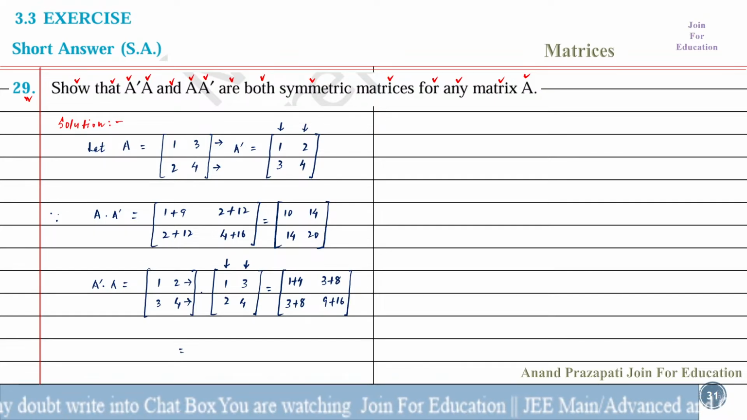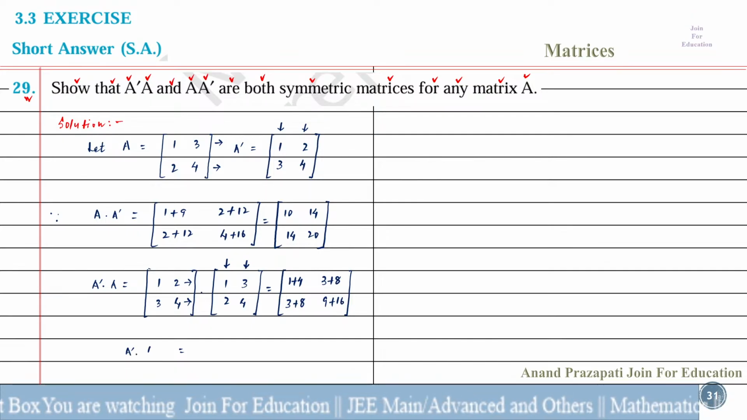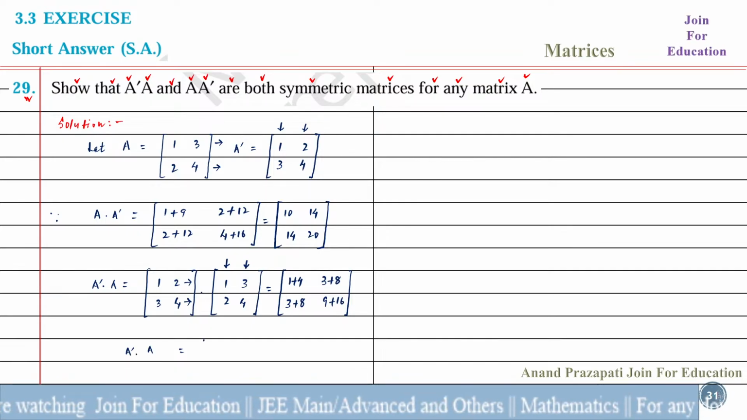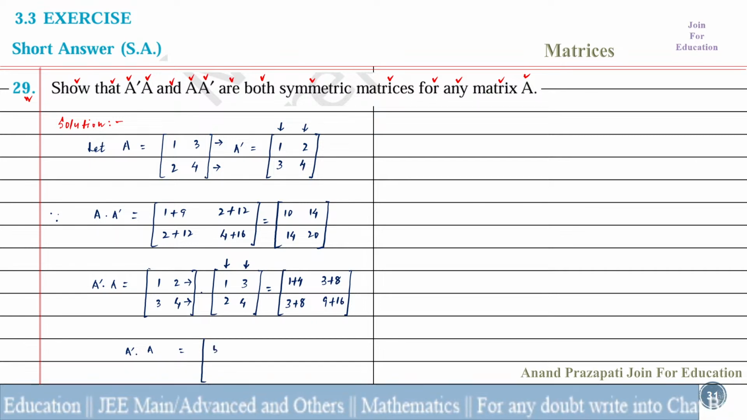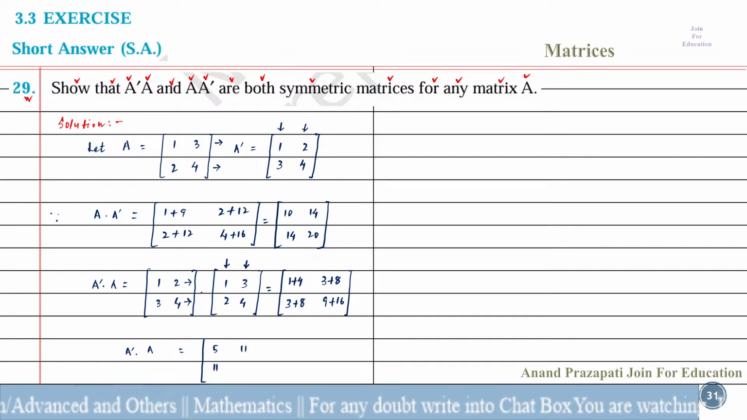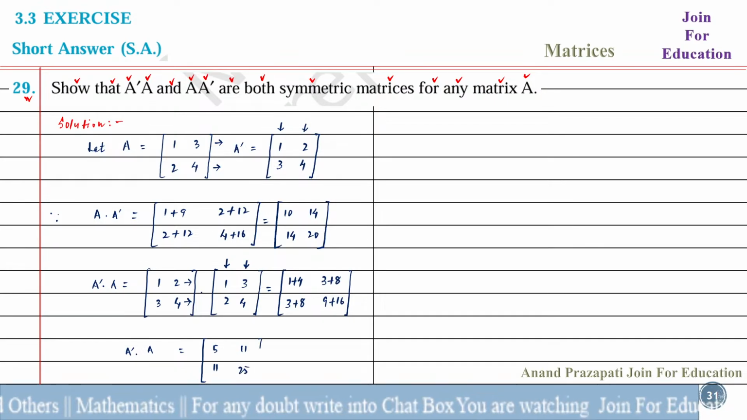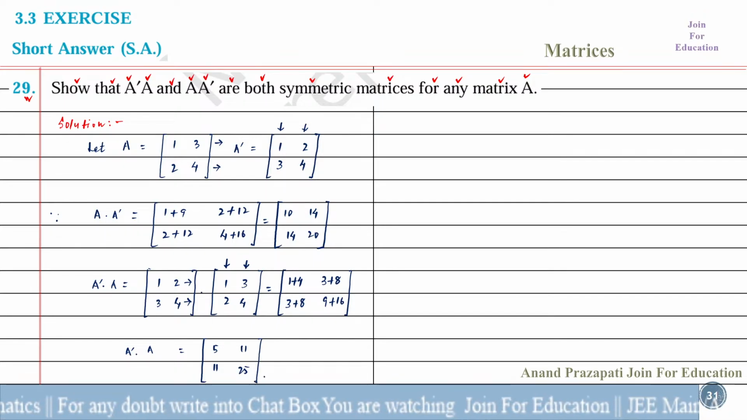Therefore, the transpose of A into A equal to here will be 5, 11, 11, 25. Hope there is no problem to understand up to this step.